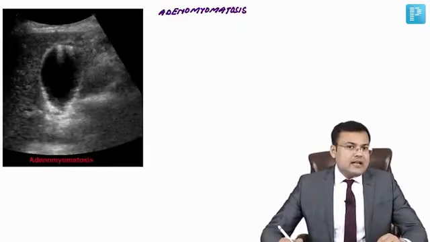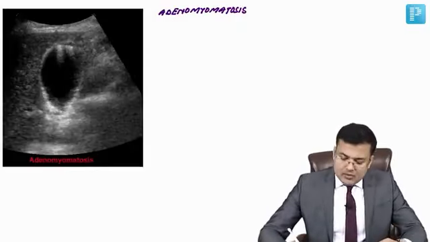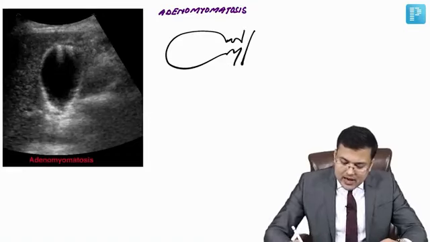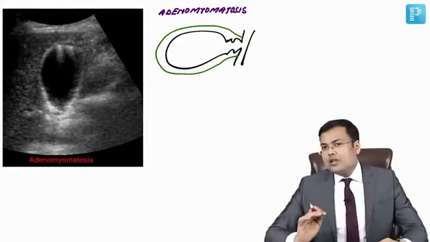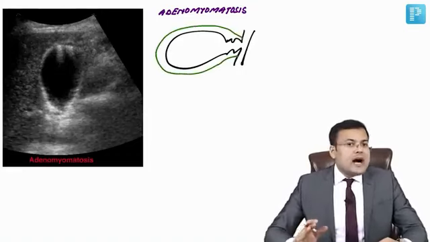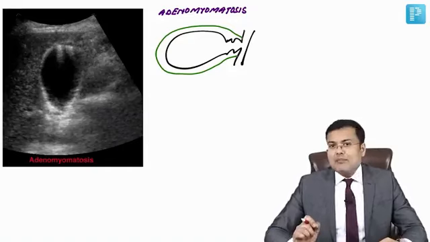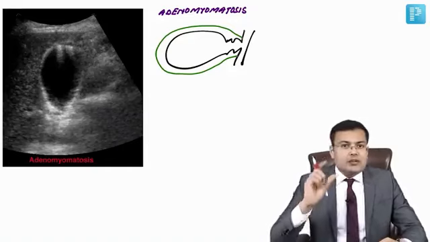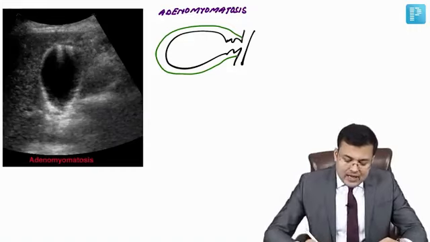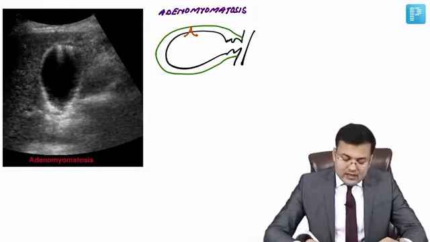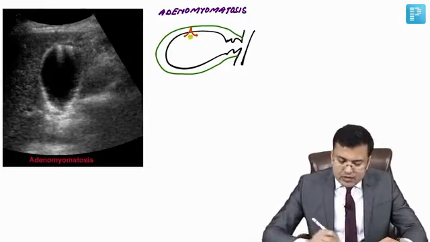This condition is adenomyomatosis. So what's the problem in adenomyomatosis? This is the gallbladder and there are hyperplastic changes in muscularis with mucosal hyperproliferation. So the muscle layer is very thick and Rokitansky-Aschoff sinuses are very deep. In these Rokitansky-Aschoff sinuses, there is deposition of cholesterol crystal.